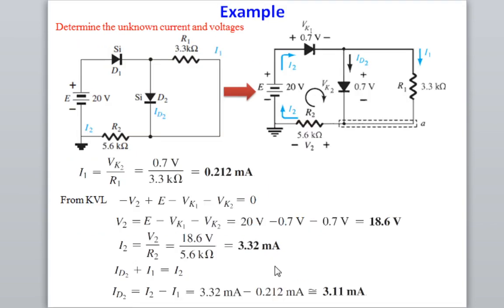So let us try to see another problem. This is another example I have taken. A battery is there, then two diodes D1 and D2 are there, and this R1 is there. Now you are asked to find out this I2, ID1 and I1.